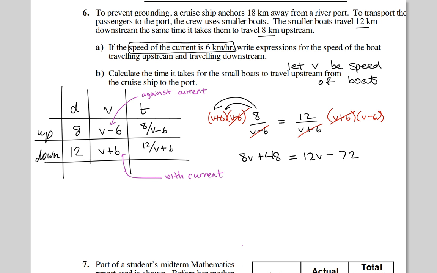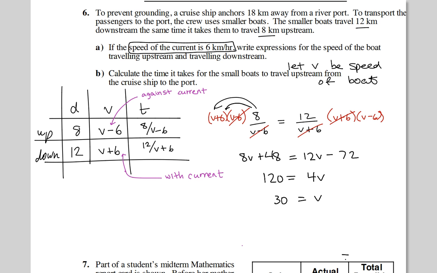Okay, so I just unpaused the video and we were able to generate this as a class. Just made some notes about current, upstream versus downstream. We're in the middle of cross multiplying and solving, so 12v minus 8v is 4v. 48 plus 72 is 120. Dividing by 4, we have 30. All right.